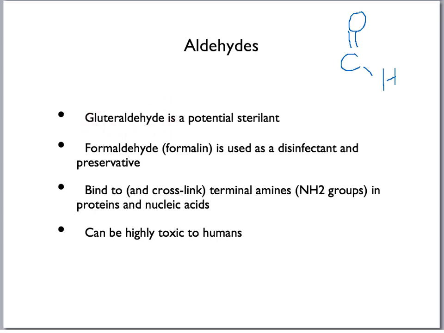Glutaraldehyde is very strong. It's a very potent chemical. It can be used to sterilize. And it sometimes is, especially with instruments, like surgical instruments, that can't be autoclaved. But glutaraldehyde cross-links proteins. That's how it works. So it's going to take, you know, protein A and protein B, and it's going to staple them together and staple that to protein C and staple that to protein D.